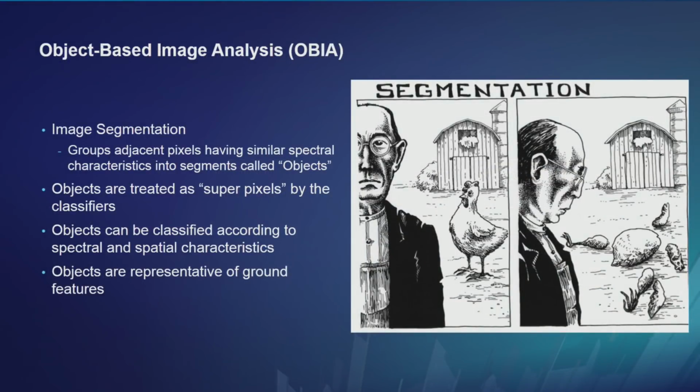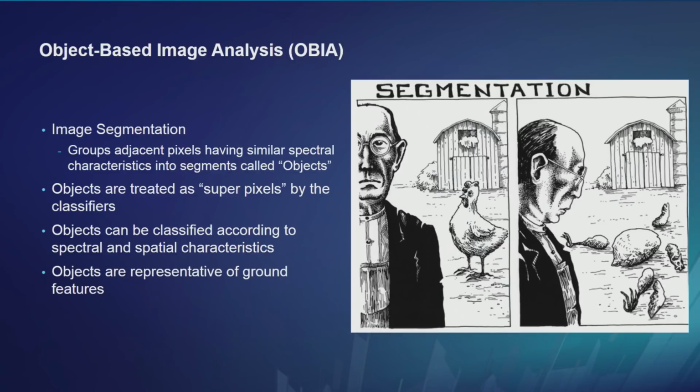So what is segmentation? You've probably heard the term object-based image analysis. This is where, as I mentioned, adjacent pixels having similar spectral characteristics are grouped into segments or objects. They're treated as superpixels by the classifier, so the classifier is classifying these objects, these segments, as opposed to pixels.